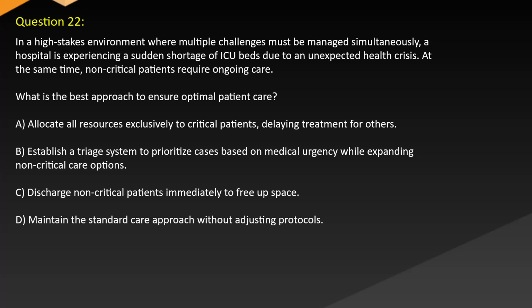Question 22. In a high-stakes environment where multiple challenges must be managed simultaneously, a hospital is experiencing a sudden shortage of ICU beds due to an unexpected health crisis. At the same time, non-critical patients require ongoing care. What is the best approach to ensure optimal patient care? A. Allocate all resources exclusively to critical patients, delaying treatment for others. B. Establish a triage system to prioritize cases based on medical urgency while expanding non-critical care options. C. Discharge non-critical patients immediately to free up space. D. Maintain the standard care approach without adjusting protocols.